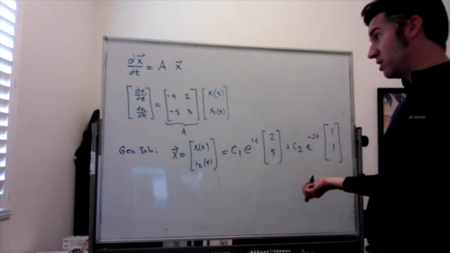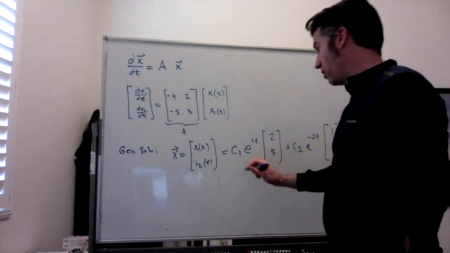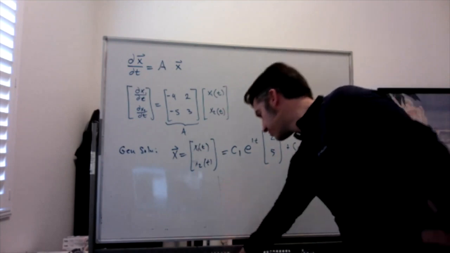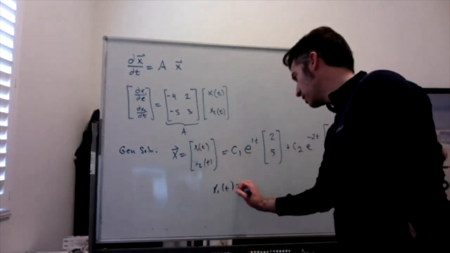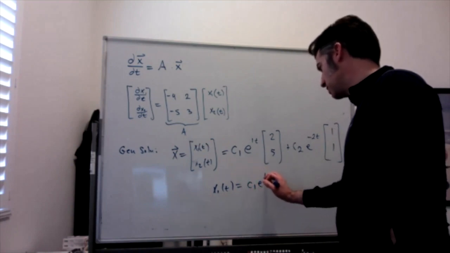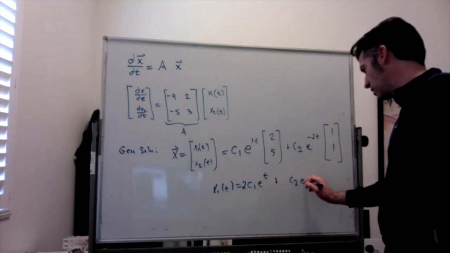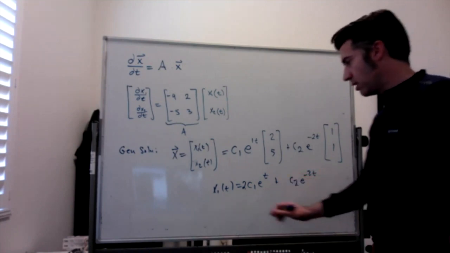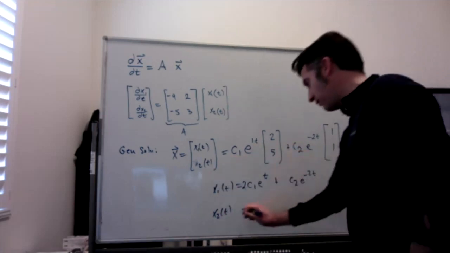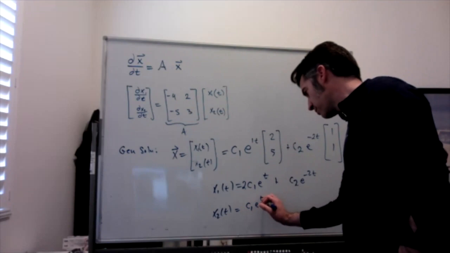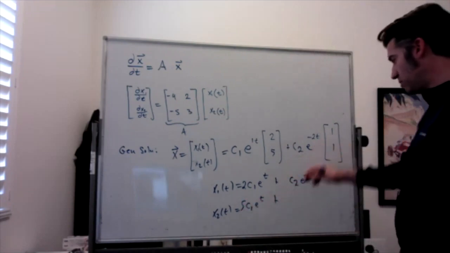So this is our general solution. And again, the reason it's a general solution is because it solves a system of equations. What I really want to point out here is that x1 is c1 e to the t times 2 plus c2 e to the negative 2t times 1. And x2 is c1 e to the t times 5 plus c2 e to the negative 2t times 1.